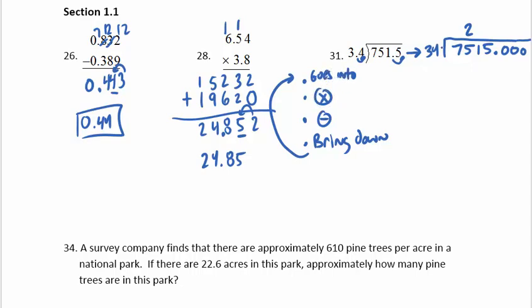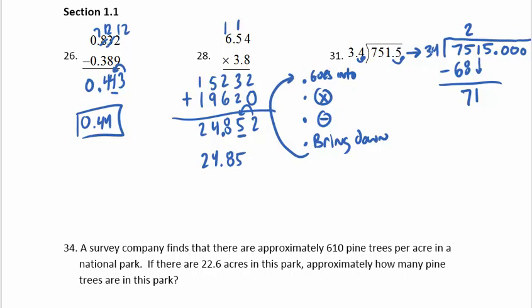Now I'm going to multiply 2 times 34, which gives me 68. Now I'm going to subtract. 75 minus 68 is going to give me 7 again. And then bring down is my next step. So I'm bringing down the next digit, which is the 1. Once I bring down, notice we go back over and the whole cycle repeats again here.